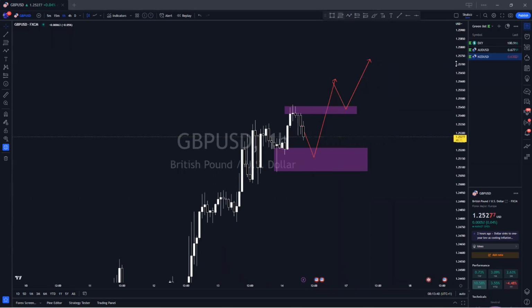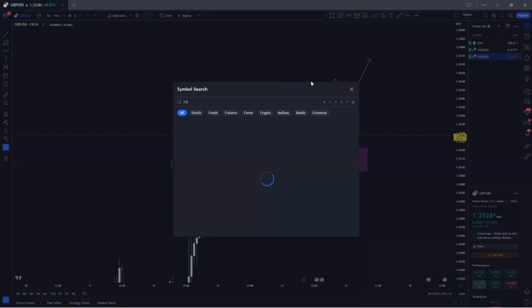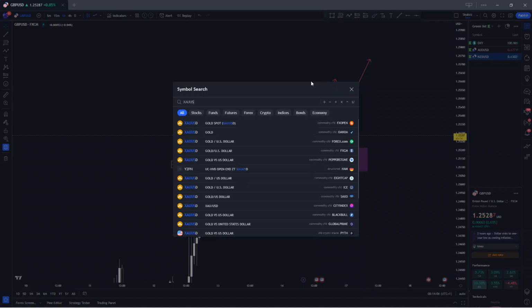Is there any other pair you guys want to take a look at? Let's look at gold. I don't trade gold, but let's take a look at it.